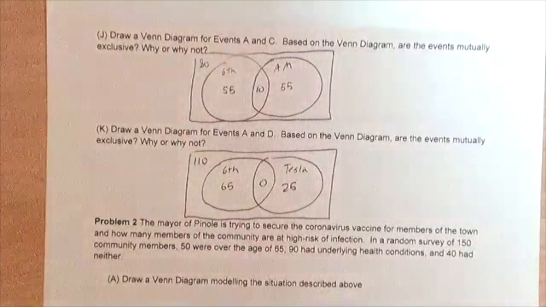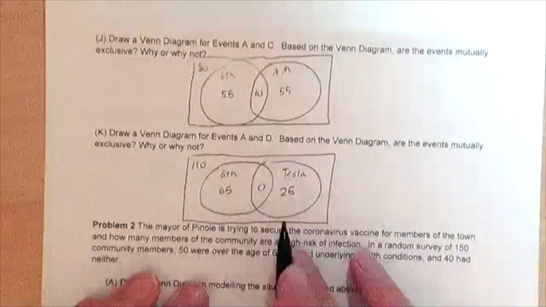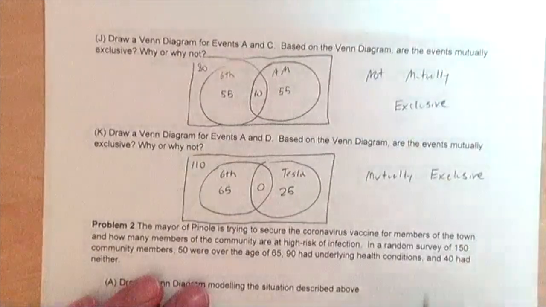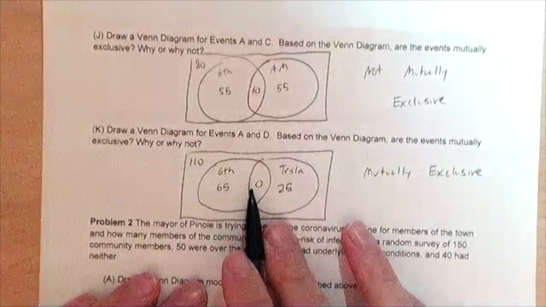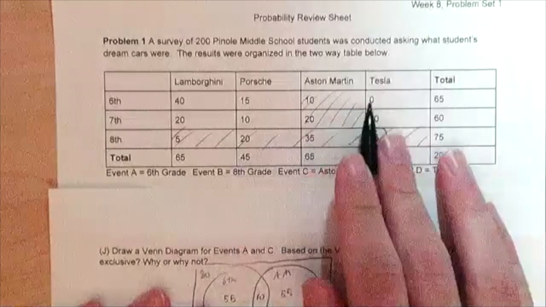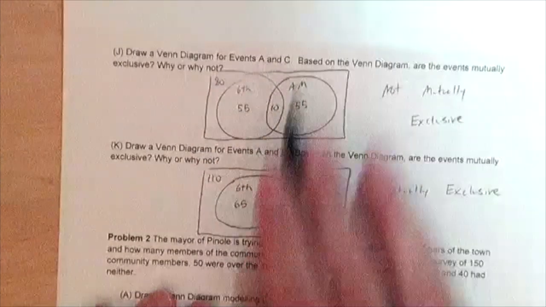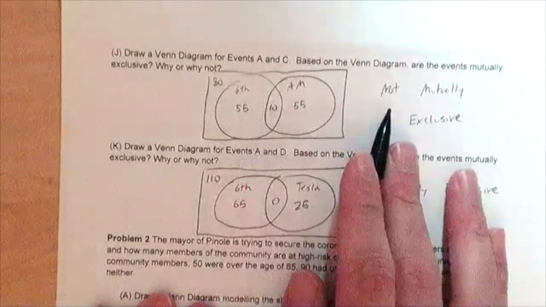And all mutually exclusive means is that you can't be both at the same time. Okay. So first K, it is mutually exclusive. And that's just because there's no intersection between Tesla and sixth grade. So if you were to be mutually exclusive in a two-way table, one of your values has to be 0, okay? Because that signals that there's no intersection between the two of them. Anytime there's an intersection, they're not mutually exclusive.